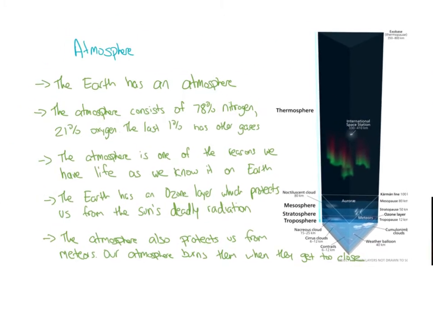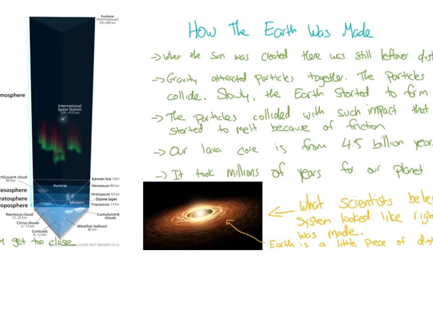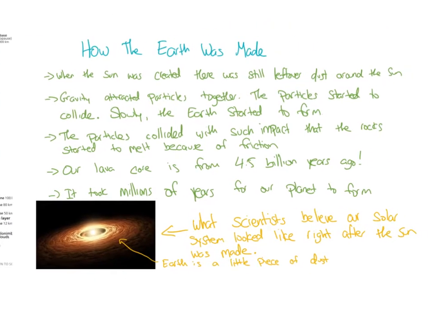Atmosphere. The Earth has an atmosphere. The atmosphere consists of 78% nitrogen, 21% oxygen, and the last 1% has a bunch of other different gases. The atmosphere is one of the reasons we have life as we know it on Earth. The Earth has an ozone layer which protects us from the sun's deadly radiation. The atmosphere also protects us from meteors. Our atmosphere burns them up when they get too close. So once a meteor from outer space gets into the Earth, the atmosphere actually burns it because of the speed that the meteor is traveling at.